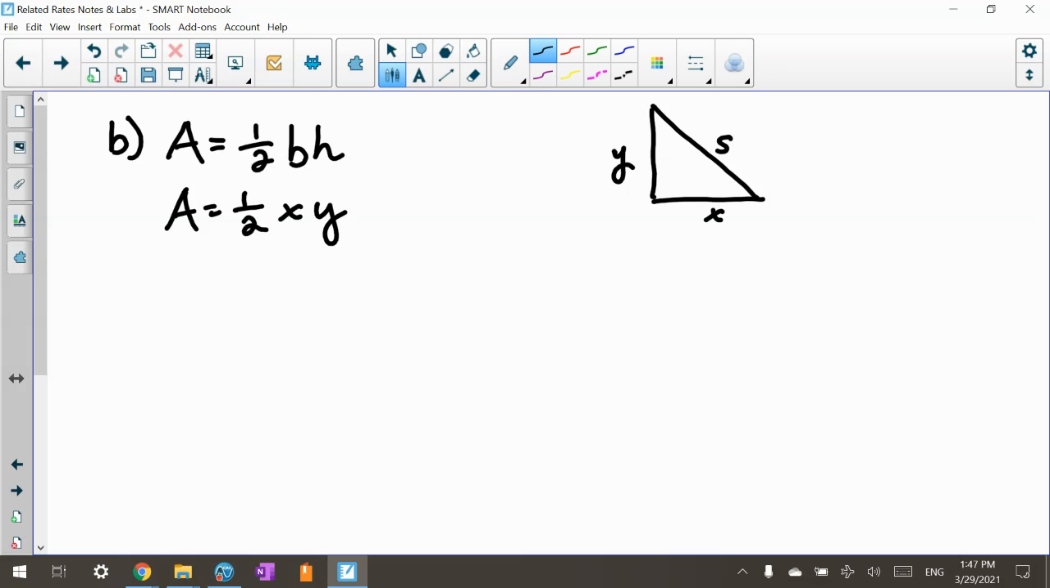And then when I want to find how fast the area is changing, I'm really looking for dA/dt. So that's what we're looking for, the change in the area, which is a little bit different, but it's cool. So they just want to know what the change in the area is. So now what I'm going to do is take the derivative of this. So dA equals 1/2.